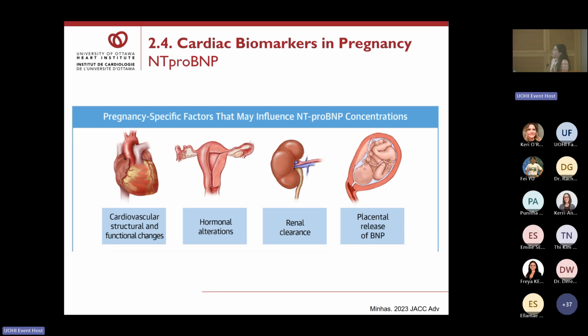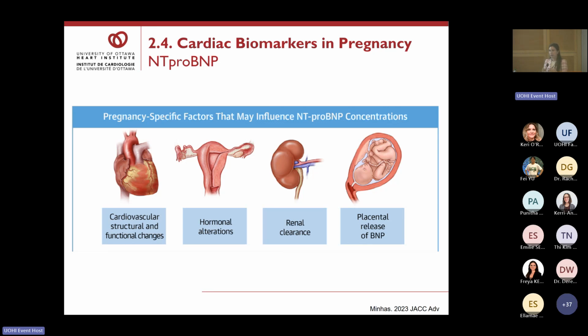So the last piece of this part of the talk is going to be the role of cardiac biomarkers in pregnancy. I know that this can generate a lot of debate, and I'll just want to share a few insights on how to use it. So we need to consider that pregnancy is going to affect the levels of NT-proBNP. That's the one I'll be focusing on today.